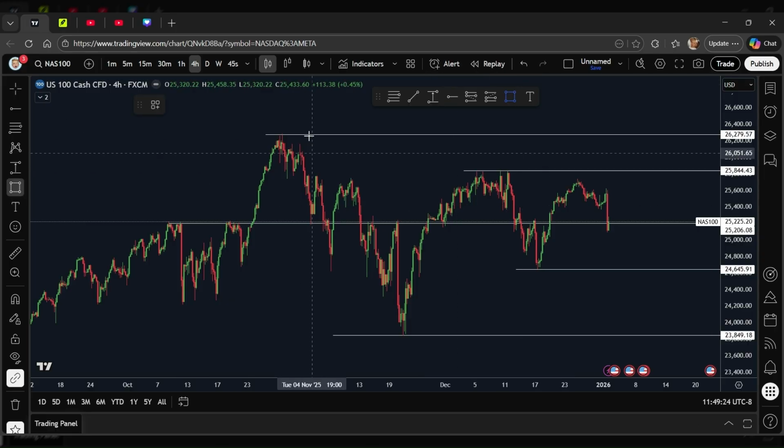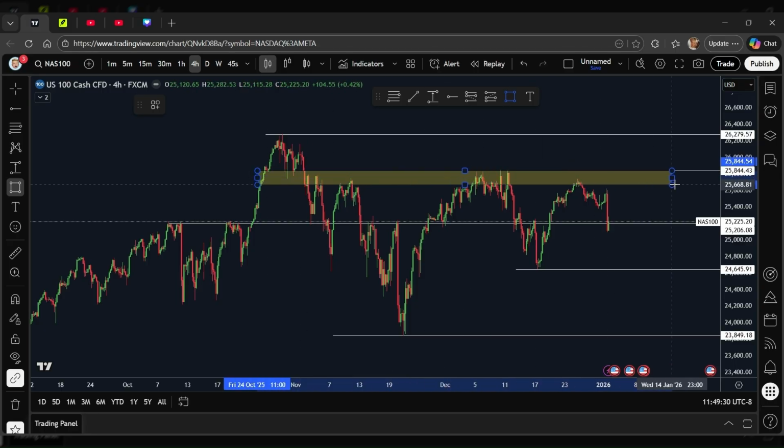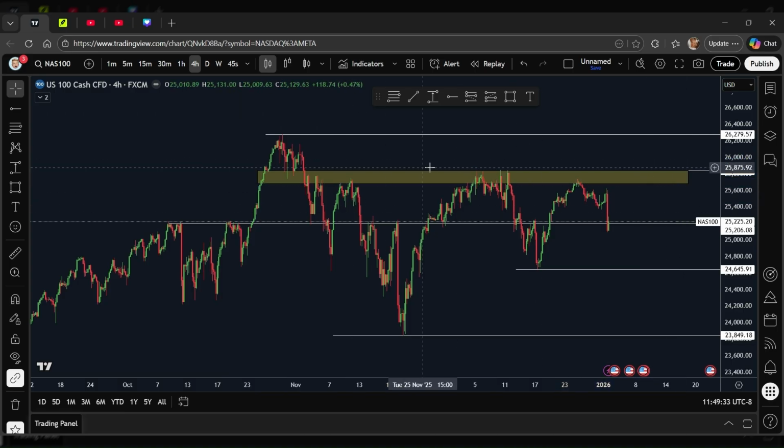I like using the rectangle to mark my area off. Here, boom, boom, bang. This is an area. As you can see, it uses this as a floor. It breaks below it, uses it as a ceiling, uses it as a ceiling again. And then it breaks below this, uses this as a ceiling, which is the other area. Ceiling, ceiling, ceiling, used as a floor.